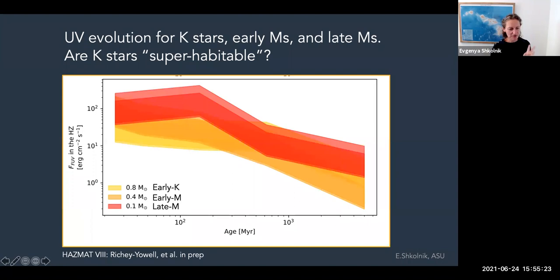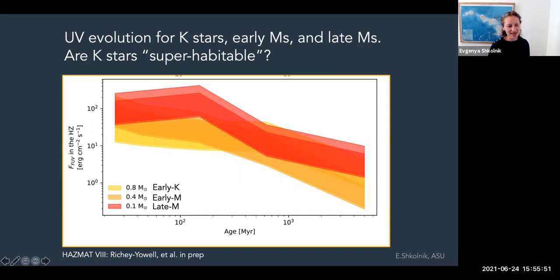So to summarize, I guess, 3 of the HAZMAT papers where we published just the early Ms that I showed you. We also have one that has the early Ms and the late Ms, and then there's a summary one that's now coming out by my graduate student, Tyler Richey-Yowell. And she calculates here what is the far UV flux in the habitable zone for each of these spectral type bins. And it's not that different, right?